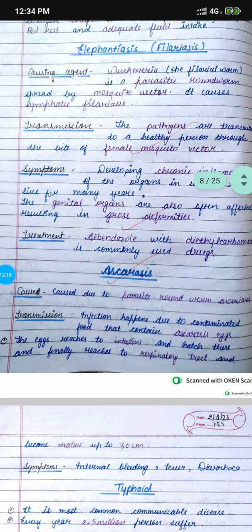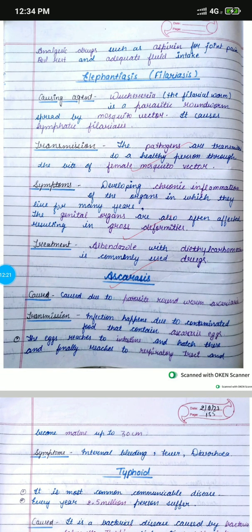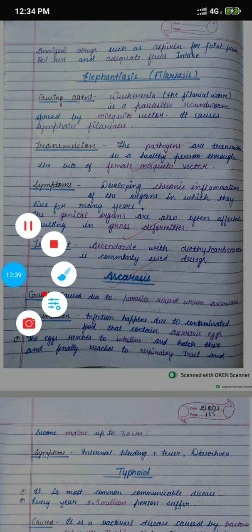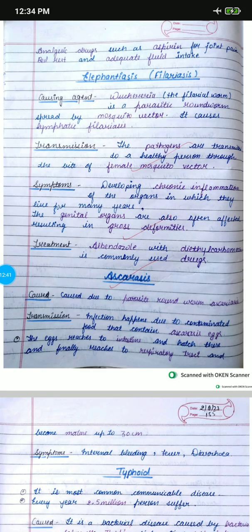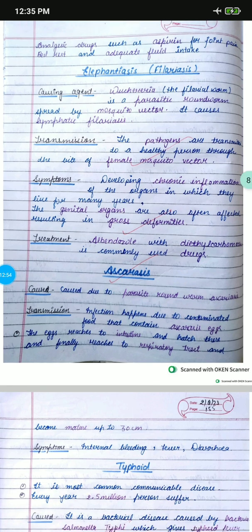Now the next one is Ascariasis, caused by a parasitic roundworm, Ascaris. Infection is due to contaminated food. The Ascaris egg goes inside the stomach. The egg reaches the intestine, hatches there, and finally reaches the respiratory tract and matures up to 30 centimeters long. The symptoms are internal bleeding, fever and diarrhea.